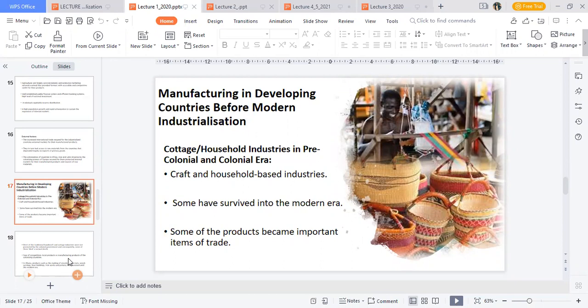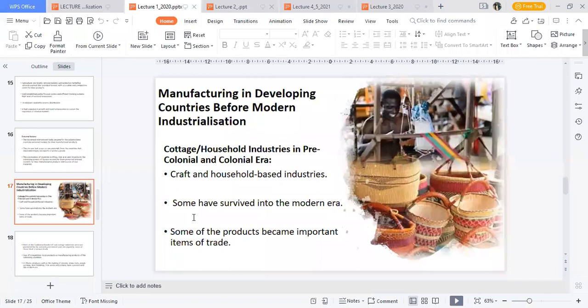In the olden days, we were using household things. Those of you from traditional homes, some of you are from locations where they weave. They weave clothes, they weave baskets. I've seen some before, the baskets that women take to market. We have people whose main work is to weave them. Some of the products became important items of trade.